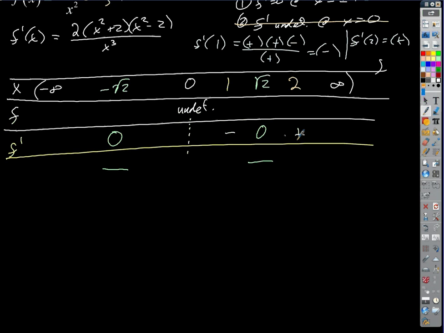Let's continue on. We need some other test points. So what's a convenient test point between 0 and negative radical 2? Negative 1. Okay, now we can just probably do this one in our head here. F prime of negative 1. That's going to give me positive times negative over negative. So that's positive, isn't it? I get negative on the top and positive on the bottom. Agree? Okay, so that's going to be a plus sign.